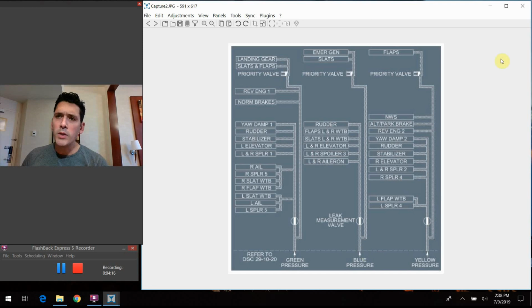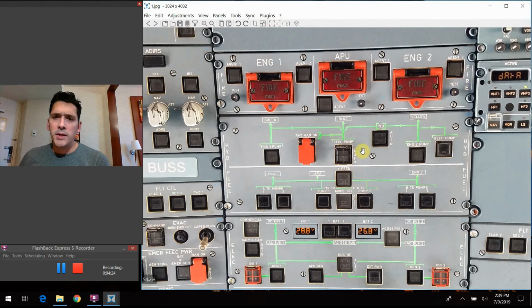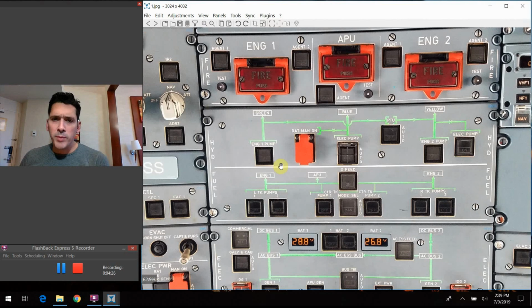So just a little bit about the components that are fed off of each system once again. But coming back to the panel here, the next thing we'll talk about is what all these buttons do and how do we use them in our day-to-day.